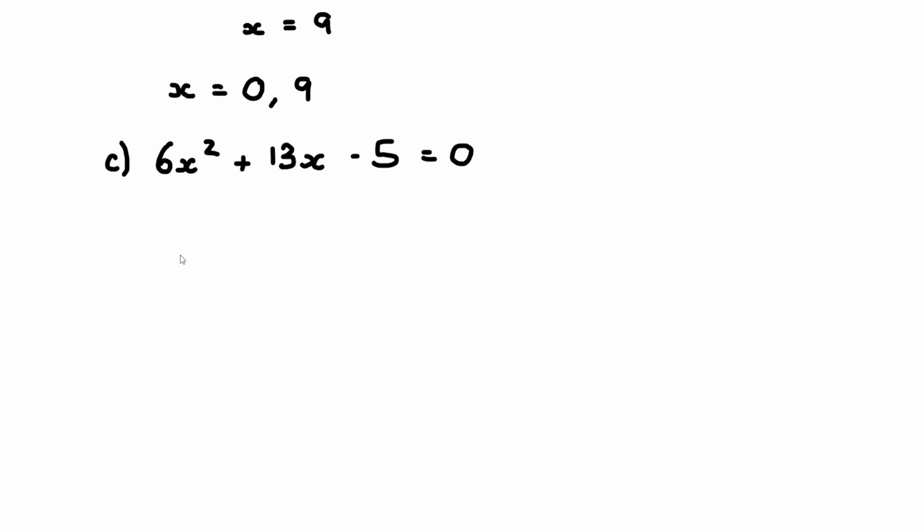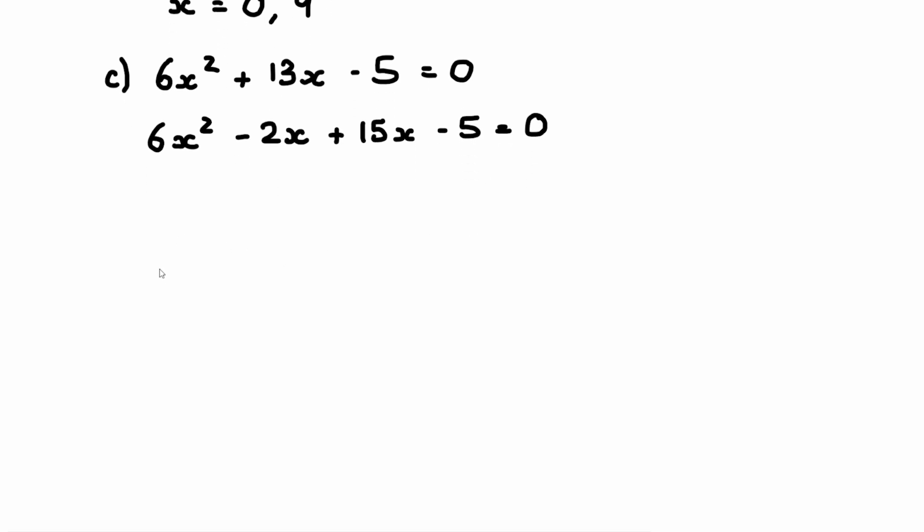And those two numbers are minus 2 and 15, right? So let's just write that out. 6x squared, minus 2 and positive 15. So minus 2x plus 15x minus 5 equals 0. Again, for more in-depth explanation, watch our previous video.